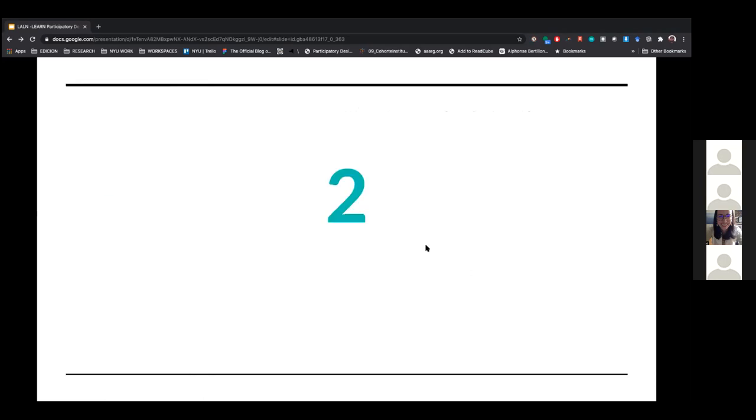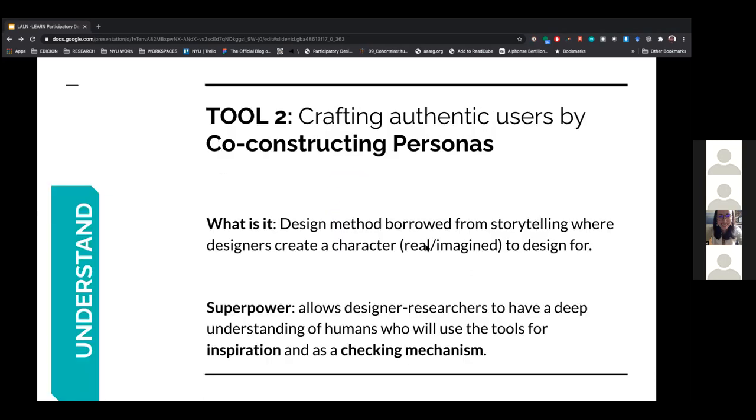Okay, so now moving over to the second tool. I know that this feels fast, but again, my objective here is to share at a high level all of these different tools that we can use for participatory design. So the next one is another one that's very often used, but here I'm going to share it with a twist.